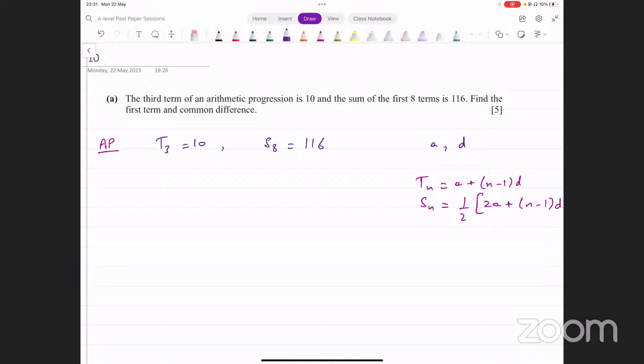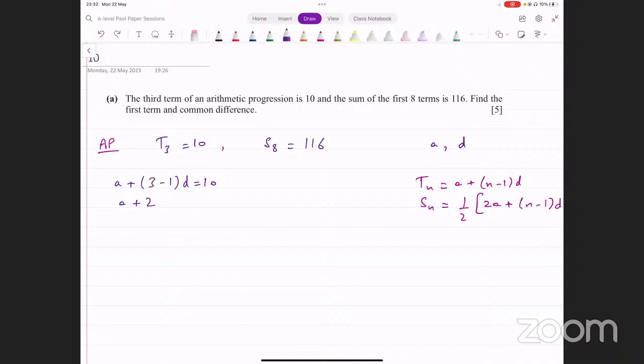A plus n minus 1 into d. So a is unknown plus n minus 1. d3 है तो n की value 3 है. 3 minus 1 multiplied by d equals 10. So we have one equation, that's a plus 2d equals 10.